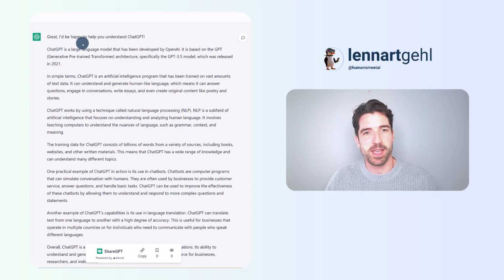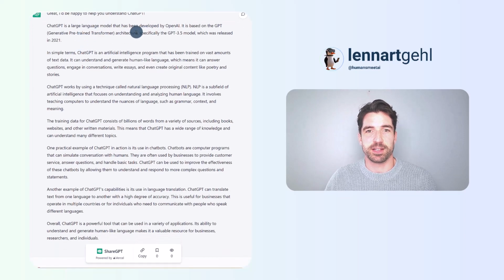Great, I'd be happy to help you understand ChatGPT. ChatGPT is a large language model that has been developed by OpenAI. It is based on the GPT, Generative Pre-trained Transformer architecture. Cool. Okay, now in simple terms, ChatGPT is an artificial intelligence program that has been trained on vast amounts of text data.